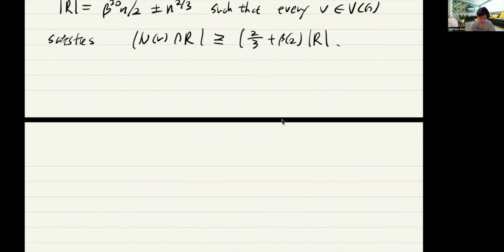So I'm not going to write down the proof, but this one is a standard application of the Chernoff bound. Now we are equipped with all the lemmas that we need to prove this approximate Pósa conjecture. And maybe we will do that in the next video.